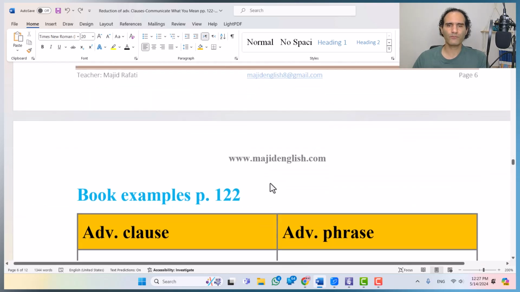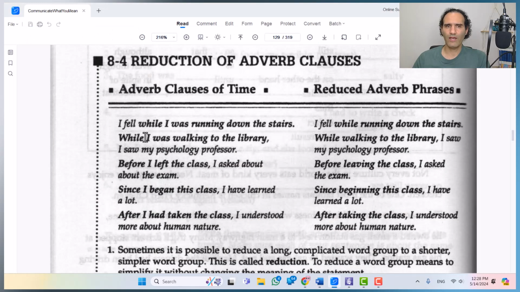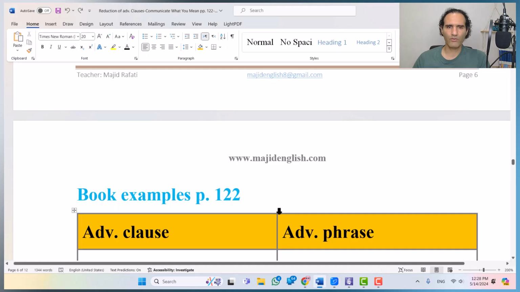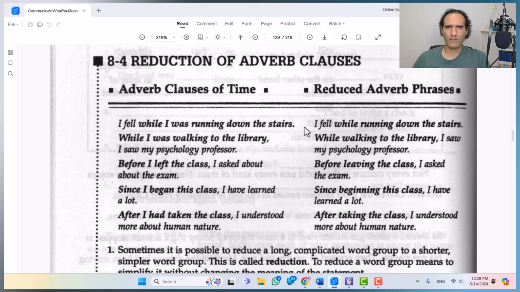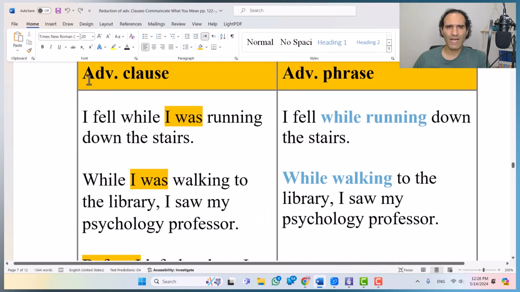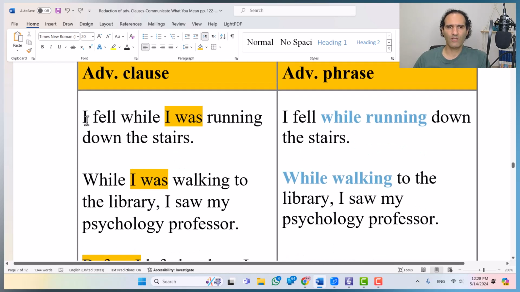But here in the book, we have some examples of reduction here. I've had it typed for you here, page 122. And this is this page. Adverb clause, adverb phrase, or reduction of the adverb clause. Because when you reduce the adverb clause, it will be an adverb phrase. So now I think it's very easy for you with all those examples covered.